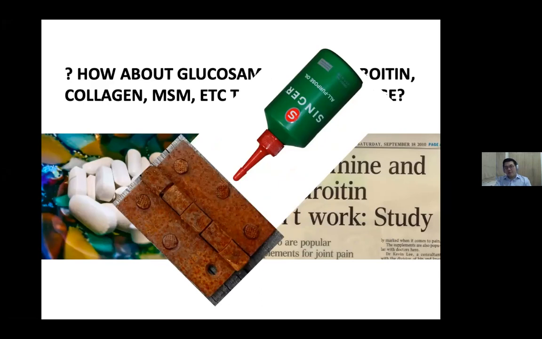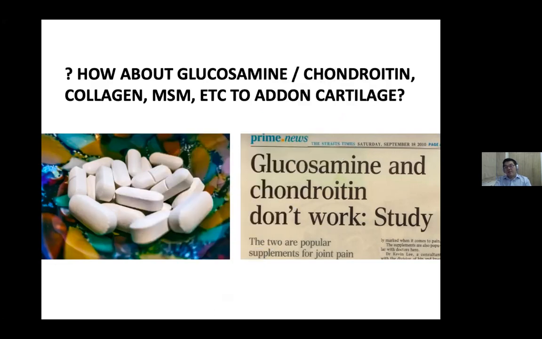So yes, all these are useful to help add lubrication so that the rusty door hinge, or the rusty joint, is moving easier than before. However, it doesn't mean that the rusty door hinge or the rusty joint is less rusty. It just means that it moves easier, and that helps to relieve pain. So all these tend to be, in a way, a form of painkiller, because they are there to lubricate, and when they lubricate, they help to reduce pain.